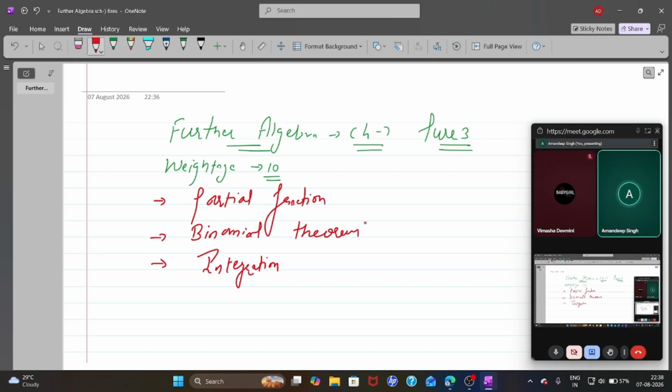If you see the past paper questions, first of all, the 10 marks question will be divided into two parts, 5 marks and 5 marks. In the first part, they will ask the question from partial fractions, and by using the first part, you will have to solve the B part, right? In the B part, they can either ask binomial theorem or they can ask integration, right? So this is all about the weightage and what we're going to cover in this chapter.